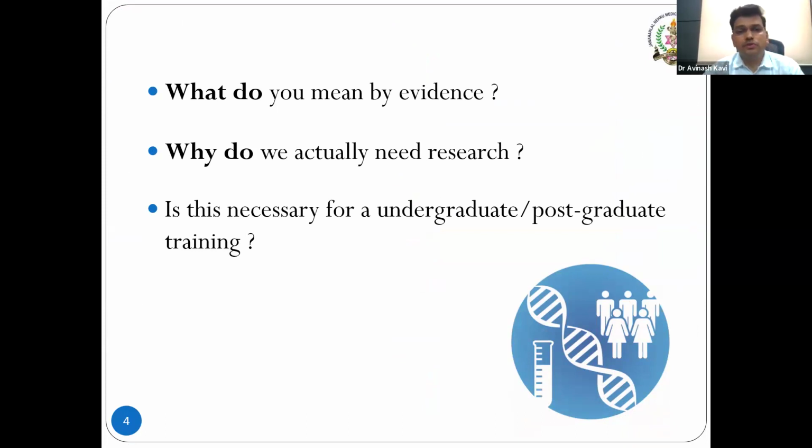And most of the postgraduates or young faculty generally ask this question: why do we actually need research? Is it not just enough that we take up our day-to-day task, whatever has been assigned to us? Why should we break our head, burn our blood by doing this research? And the most important thing, is it necessary for an undergraduate or a postgraduate training?